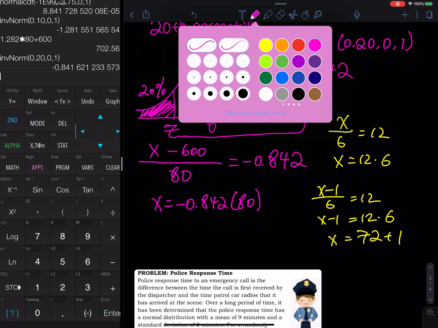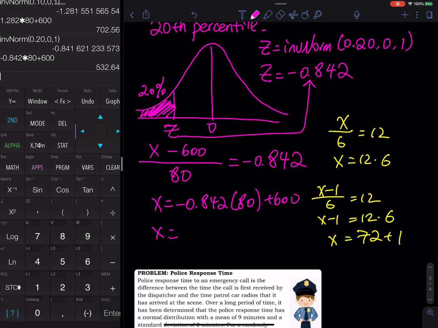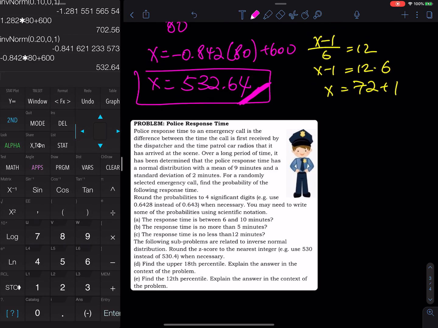So back to this problem, all you have to do is add 600 to it. So negative 0.842 times 80 plus 600. Then you have 532.64. So that is the score. So to be in the bottom 20%, you need to get this score or below, right? So that's how to answer the percentile problem. In the next example, we do one more problem, because one example is never enough.